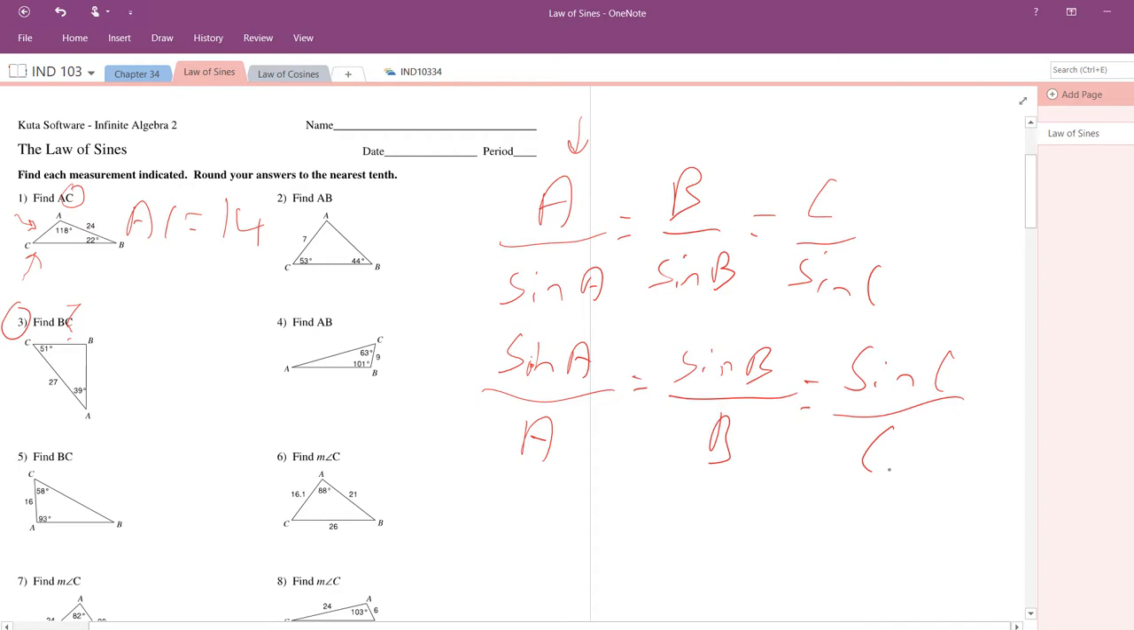Now, why would I want to change the way that I write this? I always like having the variable on top. If I'm looking for an angle, having that variable on top really helps me. Then I don't have to deal with those extra steps to get everything shifted and moved. I just start out on top and take it from there.